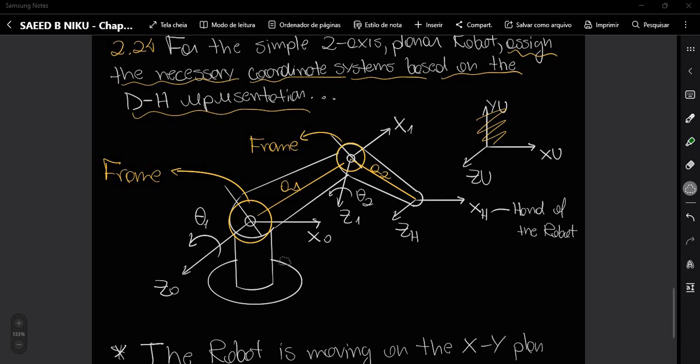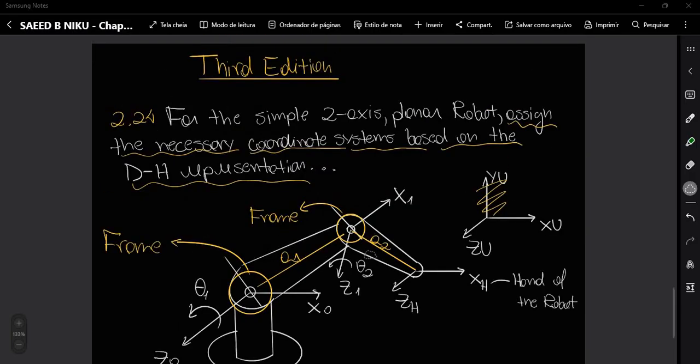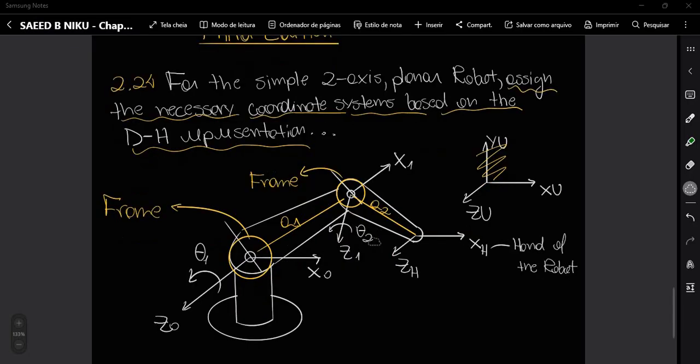Hi and welcome. In the last video we started to solve this example 2.24, and we have just drawn this illustration of this simple 2x planar robot.